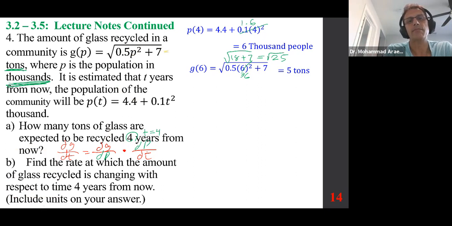To find dG/dP, I'm going to rewrite this as 0.5 P squared plus 7 to the power of 1/2. So we're going to differentiate this. So dG/dP, 1/2 sits in front, the same thing to the power of 1/2 minus 1 or negative 1/2, times the derivative of the inside. By now, I think everybody knows the derivative of 0.5 P squared. That means 0.5 times 2P or 1P. So that's that. What is dP/dt? 0.1 times 2t, or 0.2t.